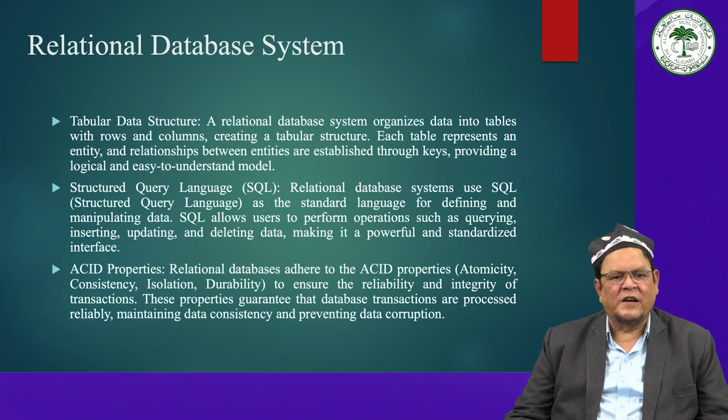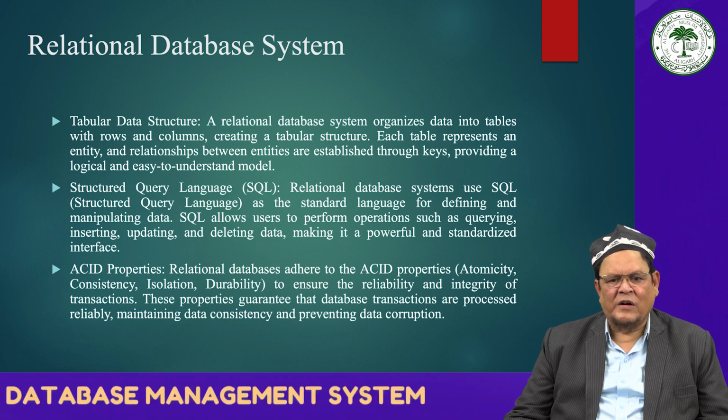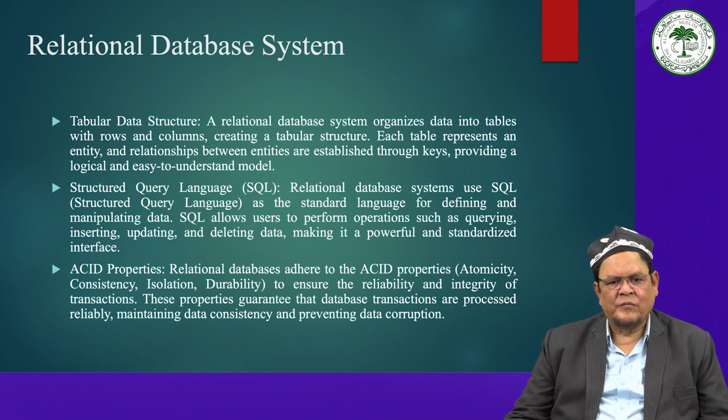The next is relational database system. Tabular data structure, structured query language, and ACID properties. Tabular data structure. A relational database system organizes data into tables with rows and columns. In this tabular structure, each table represents an entity and relationships between entities are established through keys, providing a logical and easy to understand model.